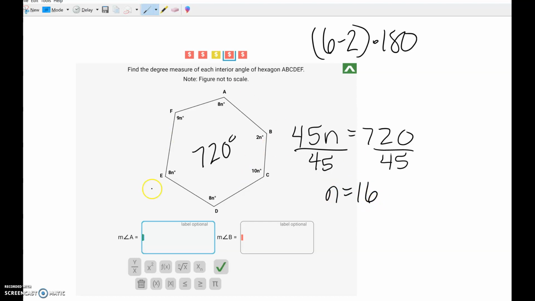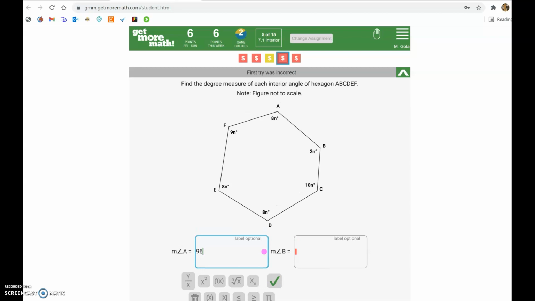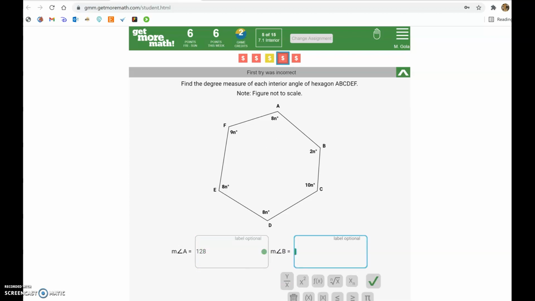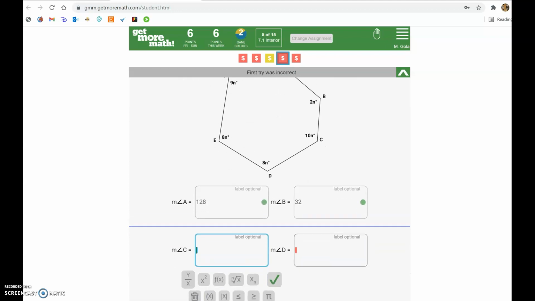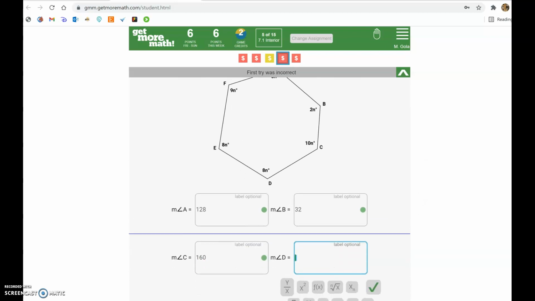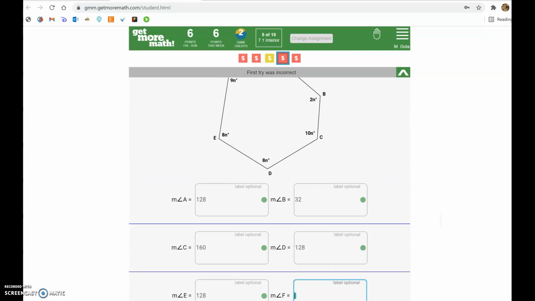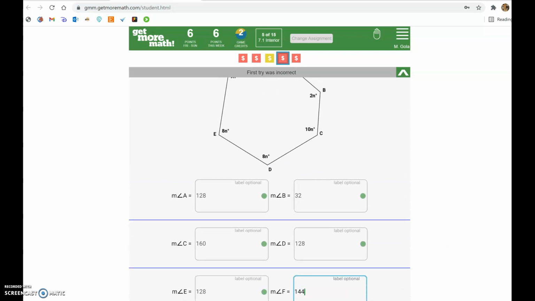So what we need to do is plug 16 in for all of these values. So 6 times 16, so A is 96. B is 16 times 2, which is 32. Sorry, 16 times 8 is 128. And 16 times 2 is 32. 10 times 16 is 160. And 8 times 16 is again 128. E, again it's 128. F is 9 times 16, 144. Okay.